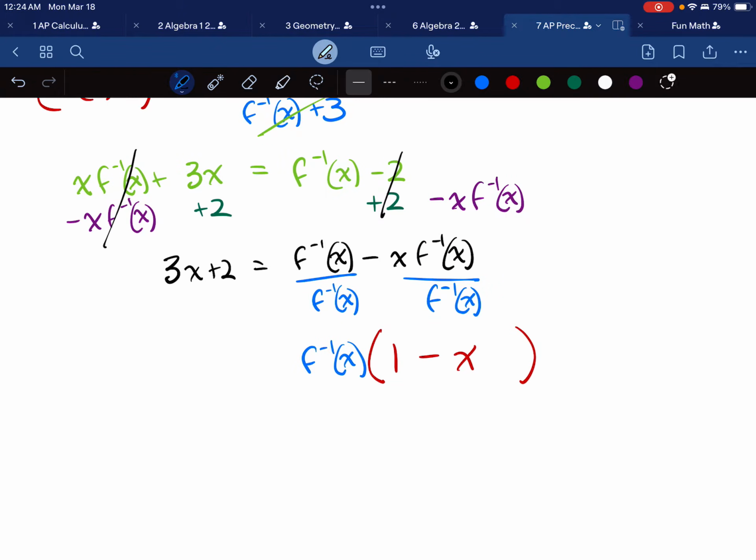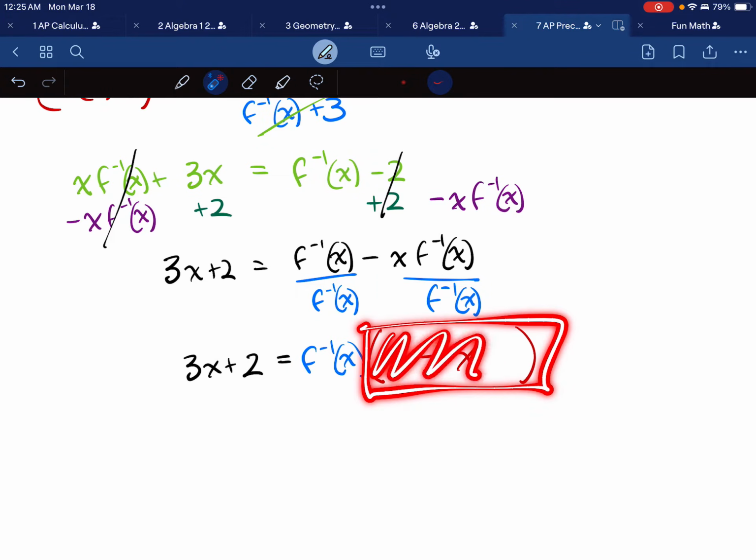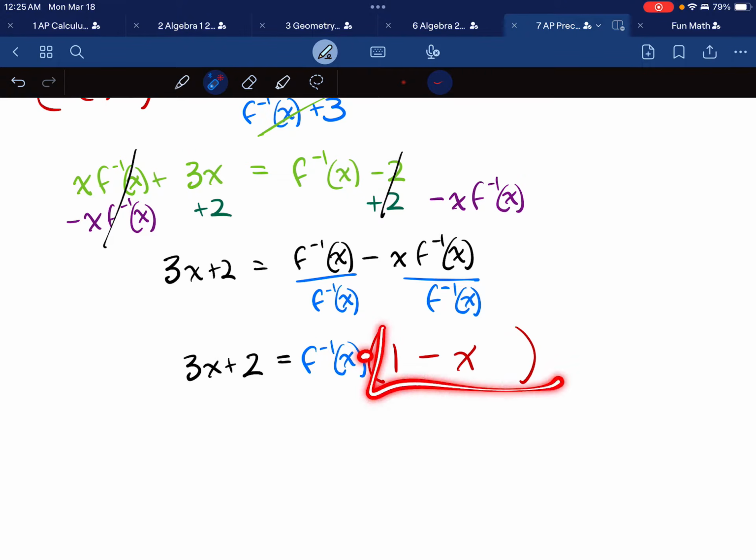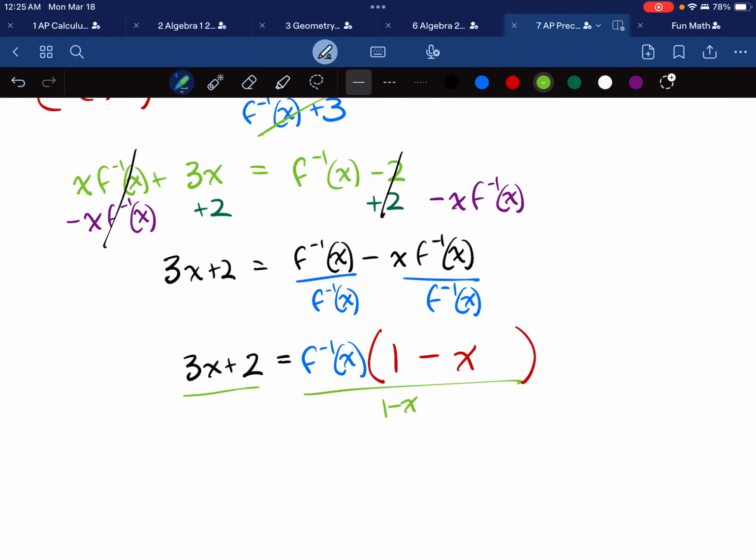And again, all this stuff is still equal to this 3x plus 2 hanging out on the left. So we have converted from 2 f inverse of x to 1 f inverse of x. And finally, f inverse of x is being multiplied by stuff. So to undo multiply by stuff, I divide by stuff. So I'm going to divide this right side by that stuff, 1 minus x. Divide that side by the same, 1 minus x. And I get my final answer, which is f inverse of x is equal to 3x plus 2 in the numerator and 1 minus x in the denominator.